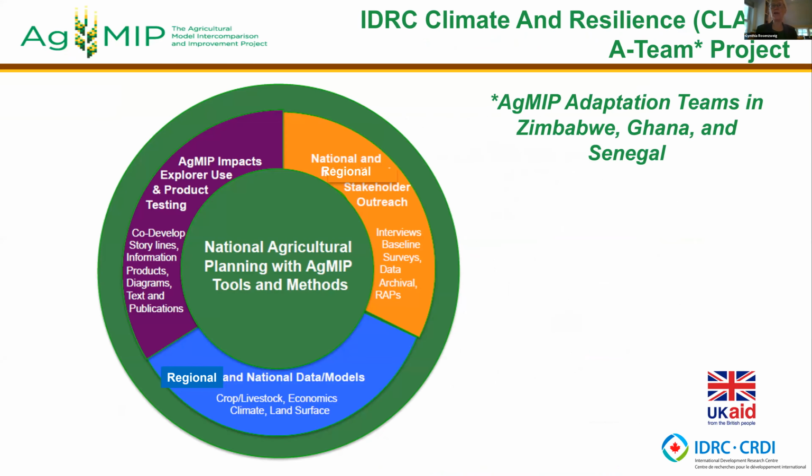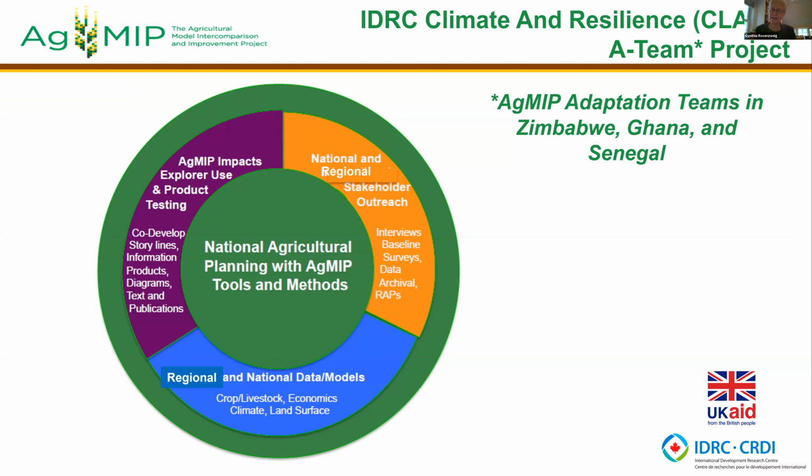So today we're going to be sharing the insights and learning from the IDRC Climate and Resilience Project. That's the overall program called CLARE. And within that program, AgMIP has a project called the A-Team Project. And the A-Team stands for AgMIP Adaptation Teams. And we're going to hear from the A-Team leaders in Zimbabwe, Ghana, and Senegal today.